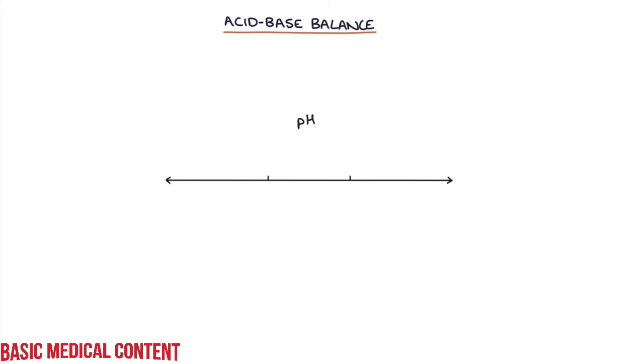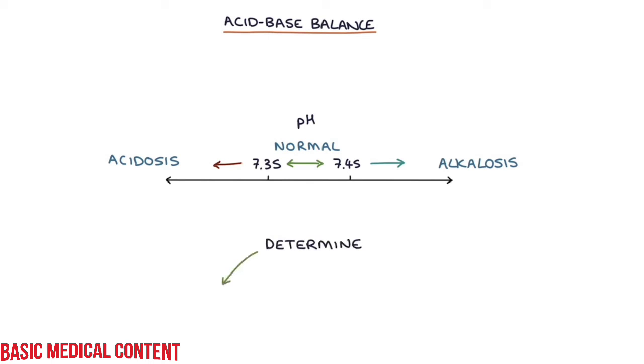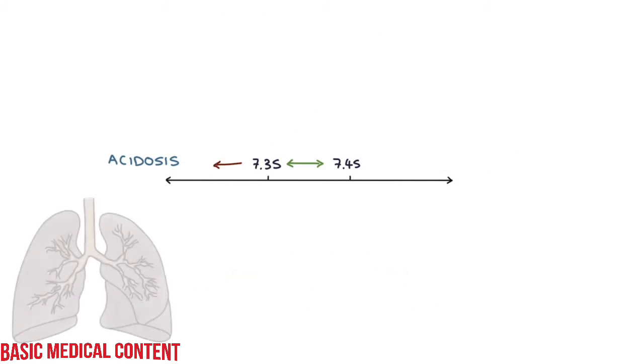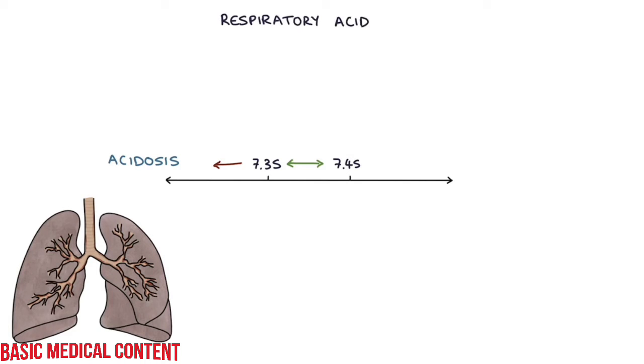Let's talk about acid-base balance. The next step when you're analysing an ABG is to check the acid-base balance. If the pH is under 7.35, this indicates acidosis. If the pH is between 7.35 and 7.45, this is normal. And if the pH is above 7.45, this indicates alkalosis. Once you identify an acidosis or an alkalosis, you need to determine whether the cause is respiratory or metabolic. Let's start by talking about a respiratory acidosis.